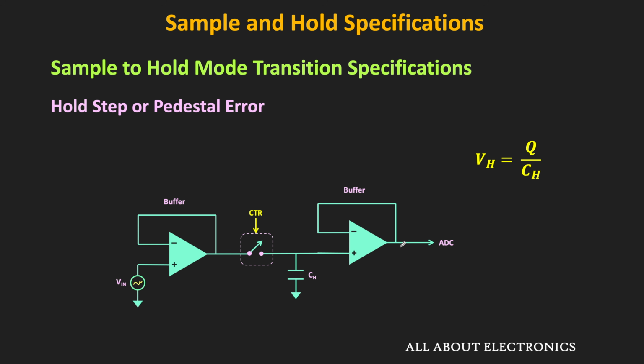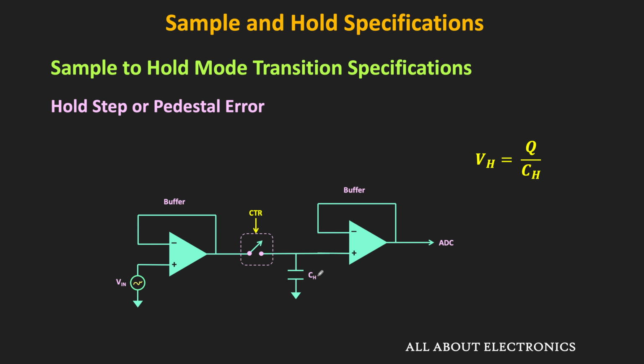In this technique, typically a CMOS based transmission gate is used as a switch, because we know that the CMOS switch consists of both NMOS as well as PMOS transistors. Because of that, the effect of the charge injection will get nullified, or at least it is possible to minimize that effect. So in this way, by using these different techniques, it is possible to minimize this pedestal error. So these are the specifications for the sample to hold mode transition.